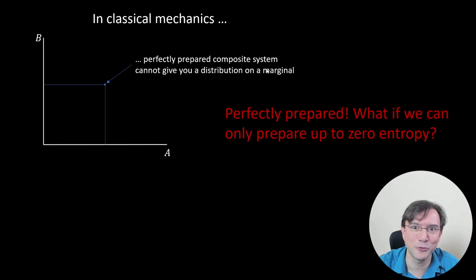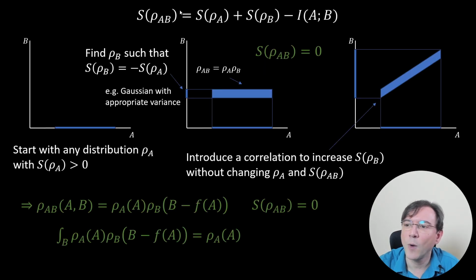But what happens if we take the limit of zero entropy? Well, again, we have the expression from before, that the entropy of the joint is equal to the sum of the entropies of the marginals minus this mutual entropy. So we can imagine that we start with a distribution rho A where the entropy is greater than zero, so that the spread over A is large. And now we're going to find a rho B that has an entropy that is minus the entropy of rho A. So for now we put in a distribution on B that has negative entropy.